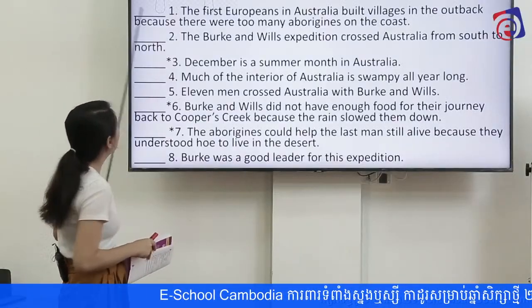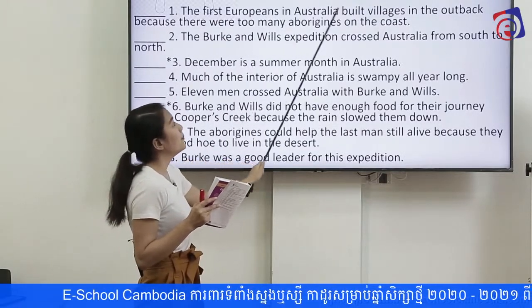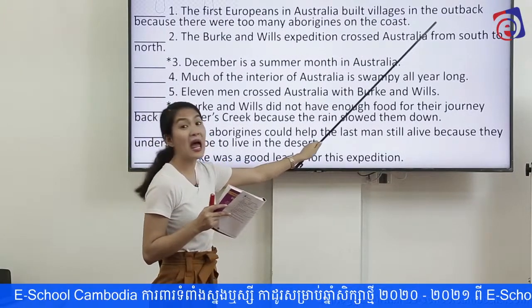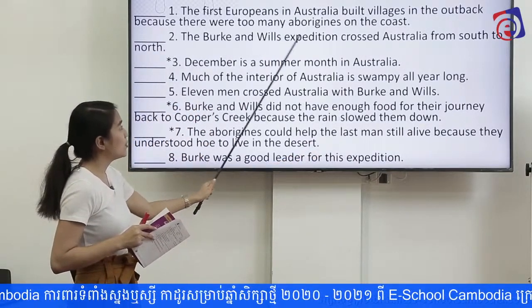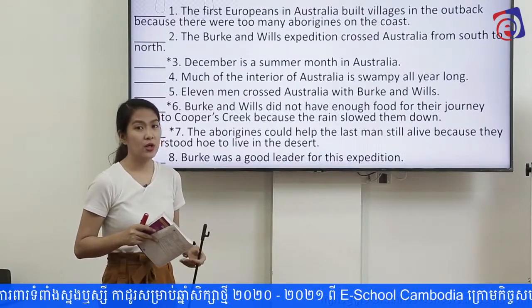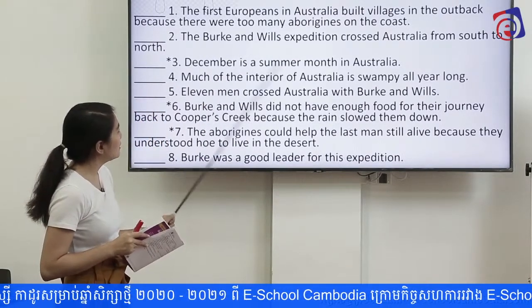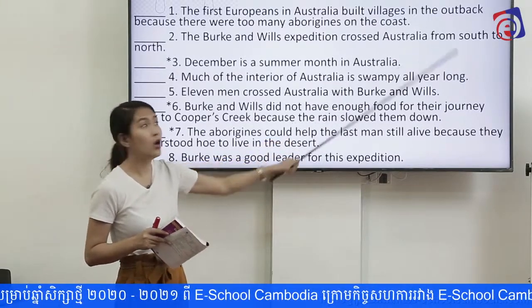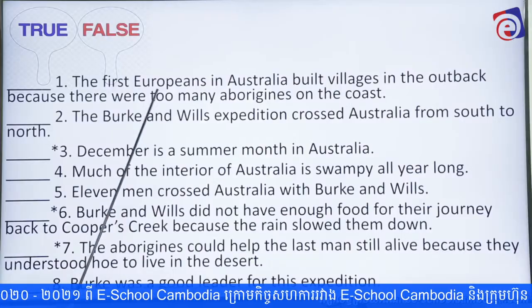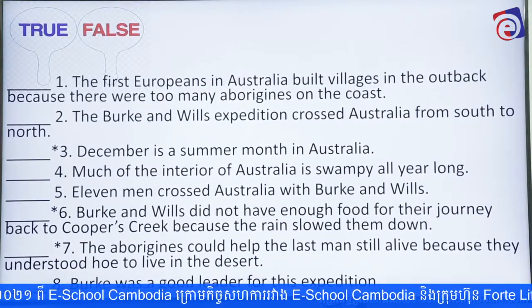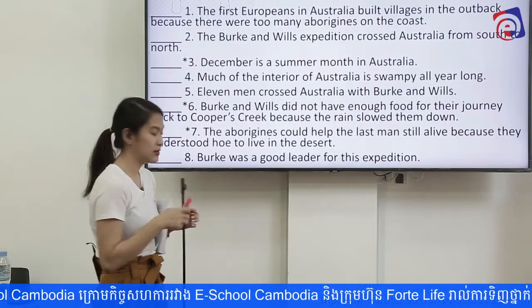Number 1, the first Europeans in Australia built villages in the outback because there were too many Aborigines on the coast. So, where did they build their villages? Is it in the outback or on the coast for the Europeans? So, the first answer is false.